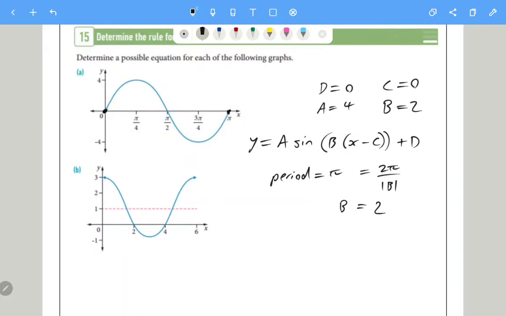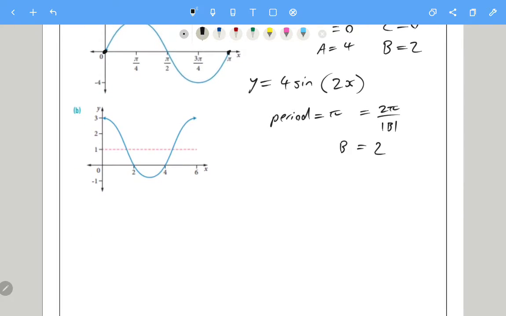And so my final function will be that c is equal to 0, d is equal to 0, a is equal to 4, and b is equal to 2. And the best thing to do would be to check it on a calculator. So I'll go through and graph it. Let's look at the second one.